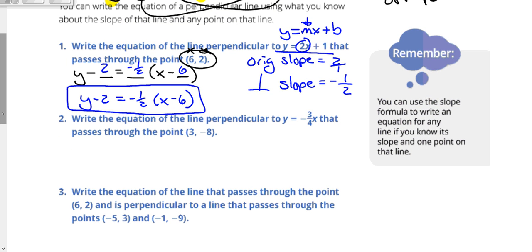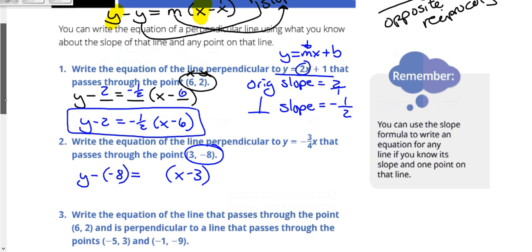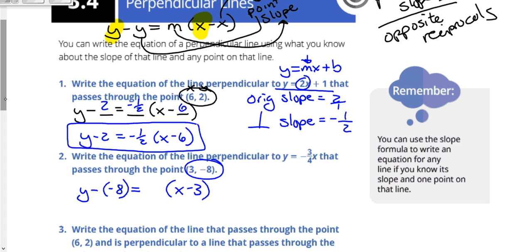Okay. Write the equation of a line that's perpendicular to y equals negative 3/4 x that passes through the point 3, negative 8. So again, we already have 2 of the 3 numbers there. So I'm going to go ahead and write y minus negative 8, we'll clean that up in a minute, is equal to, I don't have my slope yet, x minus 3. So all I did was plug in my y into the y part, my x coordinate into the x part.